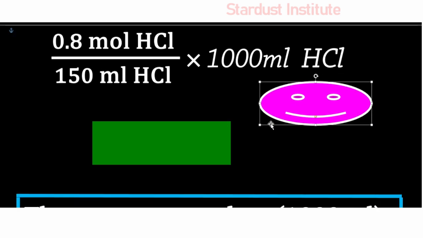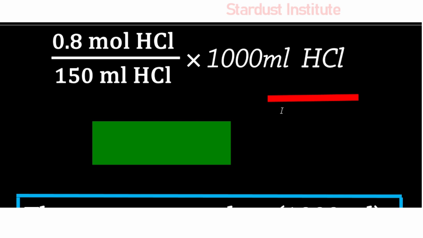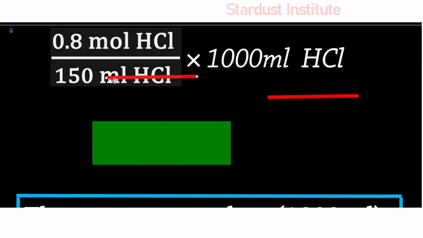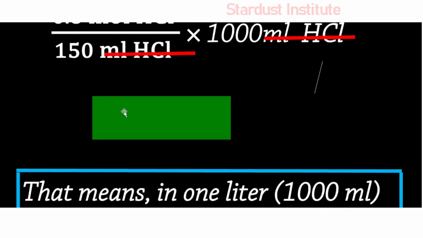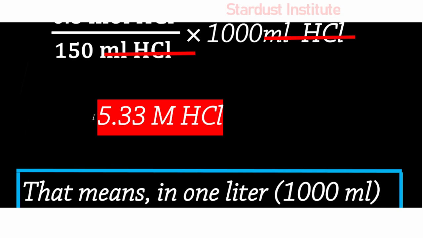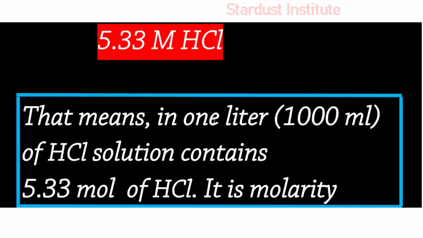We should cancel out units. Milliliter HCl, milliliter HCl. Then we get our answer, molarity 5.33 M of this HCl solution. That means 1 liter of this HCl solution contains 5.33 moles of HCl. It is the molarity.